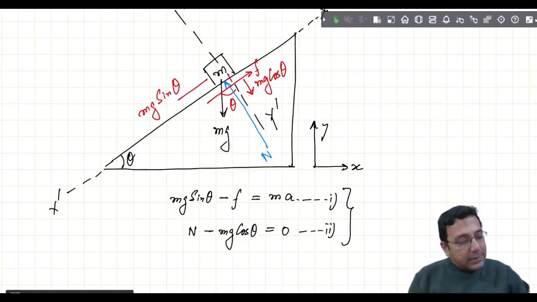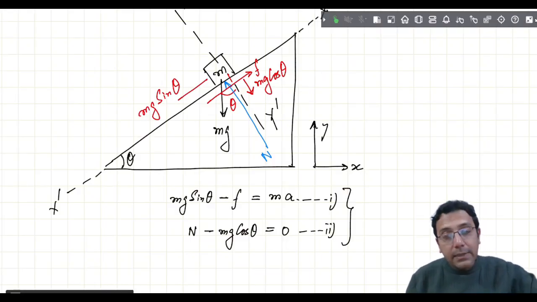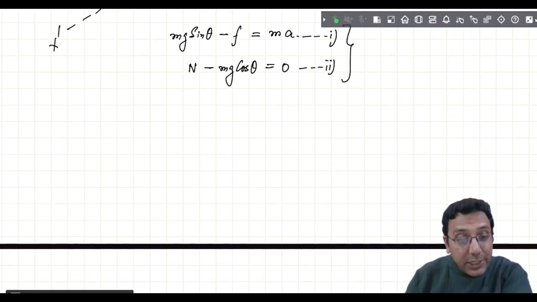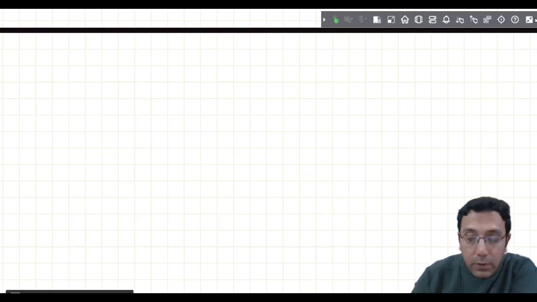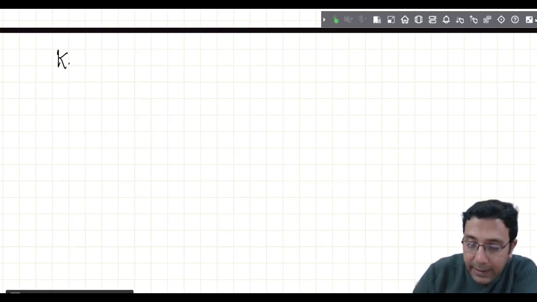Now we'll see some basic things, like what kinetic friction and static friction are. Some definitions we must know. So the first one is kinetic friction.